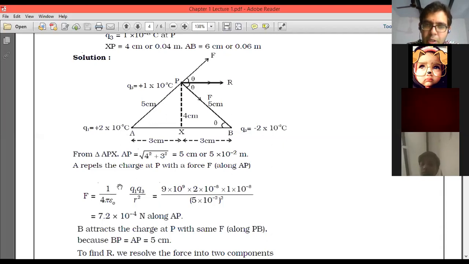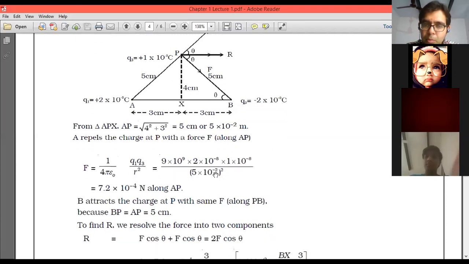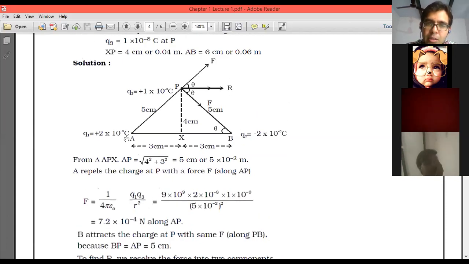So we can easily calculate it. F is equal to K Q1 Q3 upon R square. Q1 is this thing, Q3 is this thing, and R is 5. We have to convert it in meter, that is 5 into 10 to the power minus 2 meter. It comes out to be 7.2 into 10 to the power minus 4 Newton along AP. So it is along AP, we are moving from A to P.